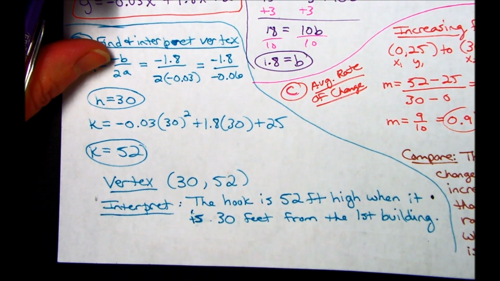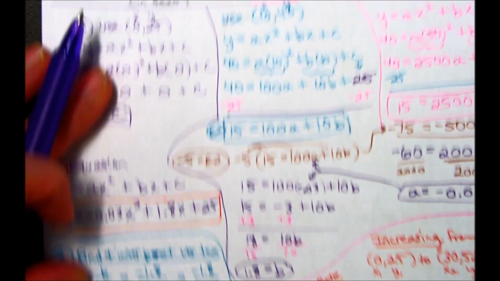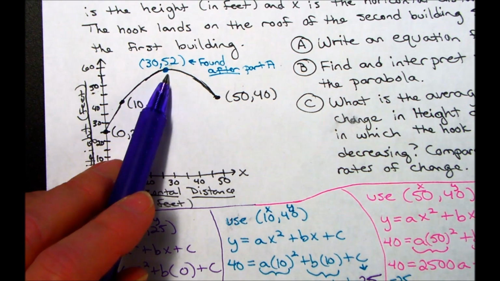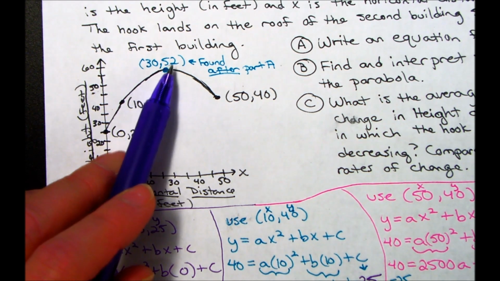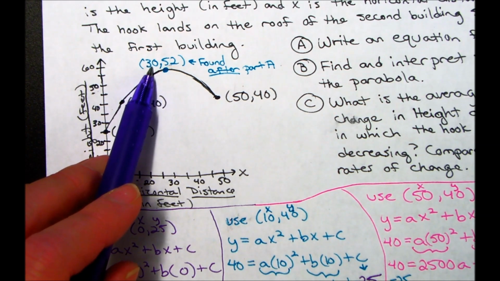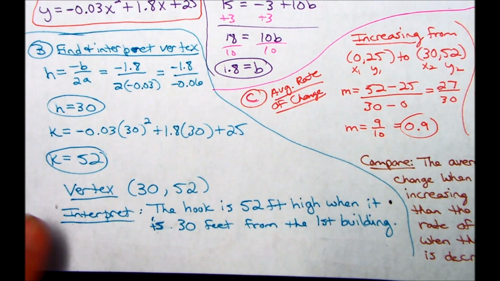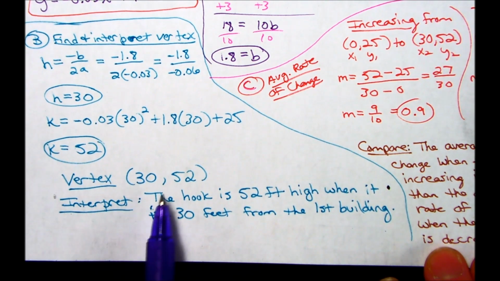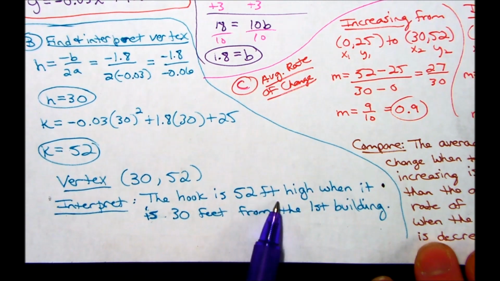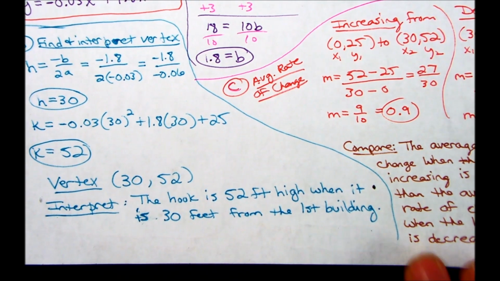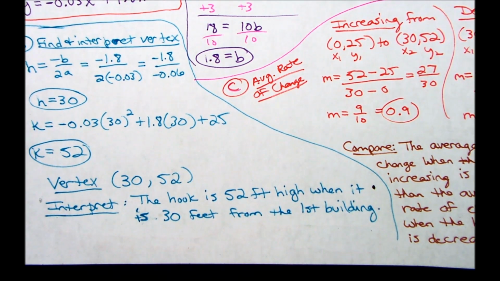So if I look back at the graph, that is the highest point on my graph. So that's the maximum height of the grappling hook was 52 feet when it was 30 feet away from the building. So that's one way you could describe it. I didn't mention the maximum value, but in my interpretation, I just said the hook is 52 feet high when it is 30 feet from the first building. So I changed my wording a little bit a minute ago, but either way is fine.